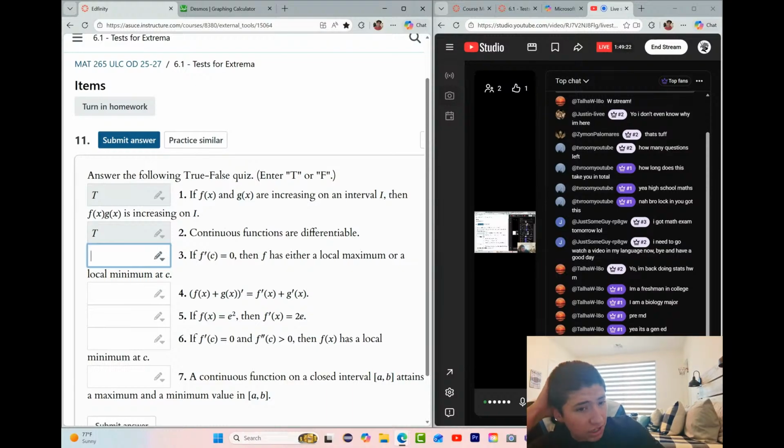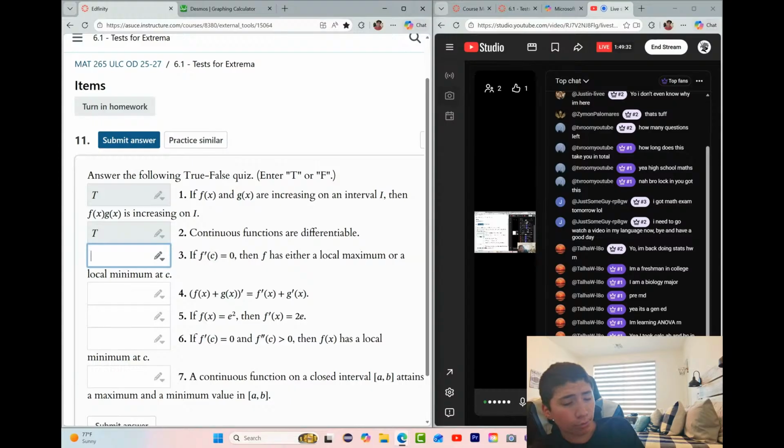If f'(c) equals 0, then f has either a local maximum or a local minimum at c. Let's see. I mean, we found a critical point, but no. Sorry, that's not true. No, false. We have to check whether the sign has changed.